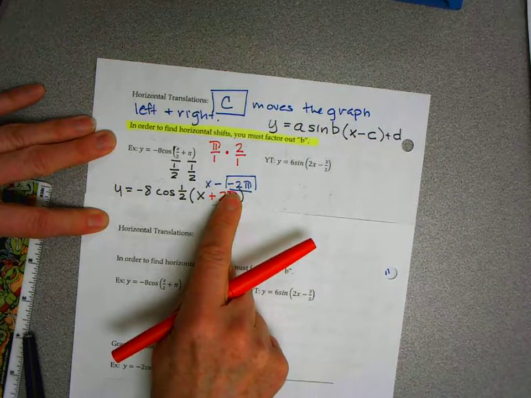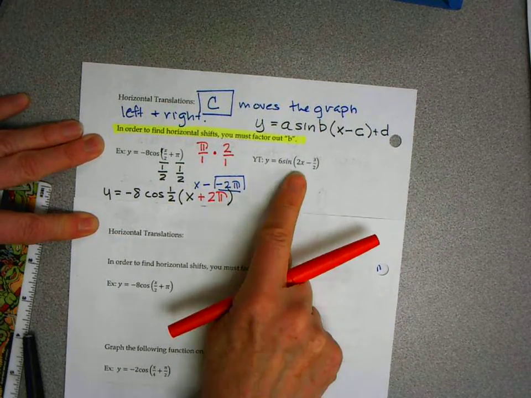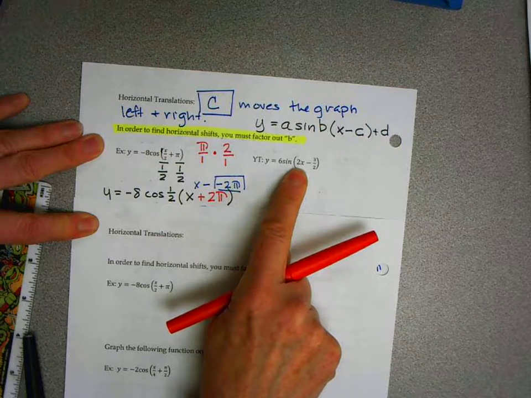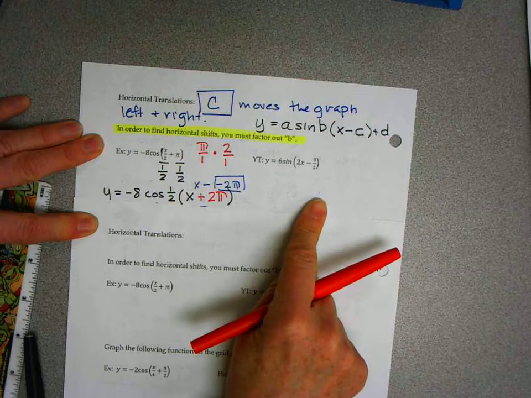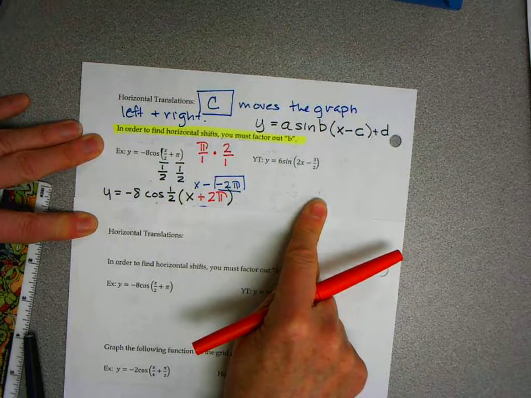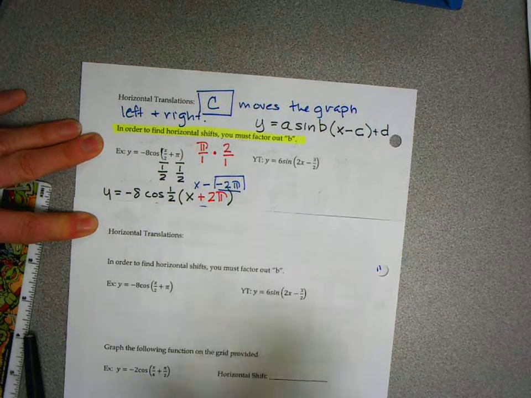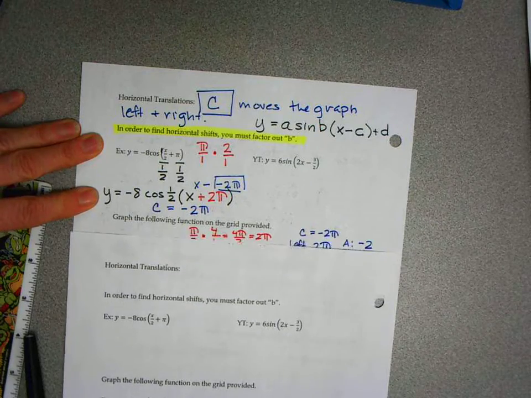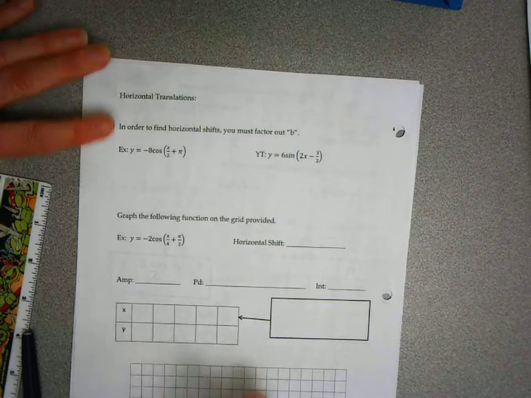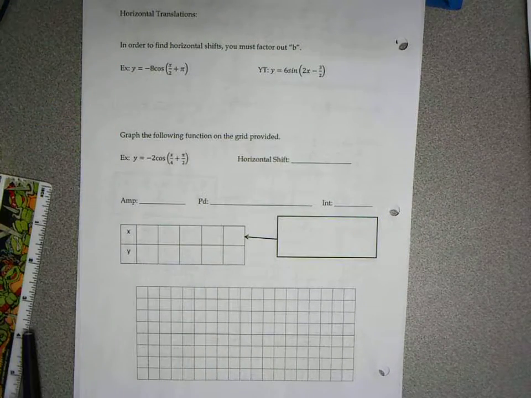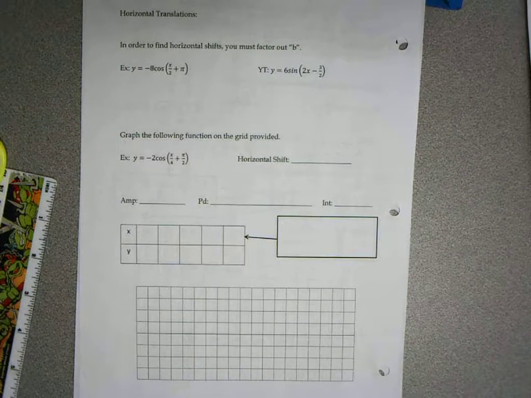Negative 2 pi. What I want you to do here is pull B out. B is 2. Divide both by 2, pull it out, and see what C is. Okay, so stop the video and do that, and check in with me tomorrow. And then we're going to do the next one. So we're going to do this graph at the bottom. We're going to start it from the beginning and do it again.